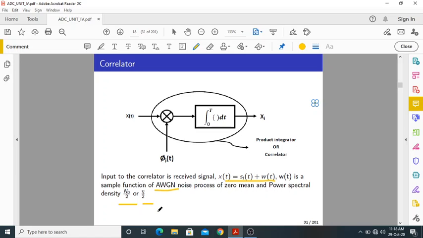As I told you already, when we were dealing with the analog modulation schemes, we took the PSD of noise as eta by 2. Here we take N0 by 2. These are two different representations of the PSD of the noise. Either you can use eta by 2 or N0 by 2, both are alright. In analog techniques I used eta by 2; now in digital, I will write N0 by 2. So with PSD N0 by 2 and mean 0, w of t is an AWGN noise. Now what is x of t? It is the transmitted or modulated signal plus noise. Obviously, noise will be added in the channel.